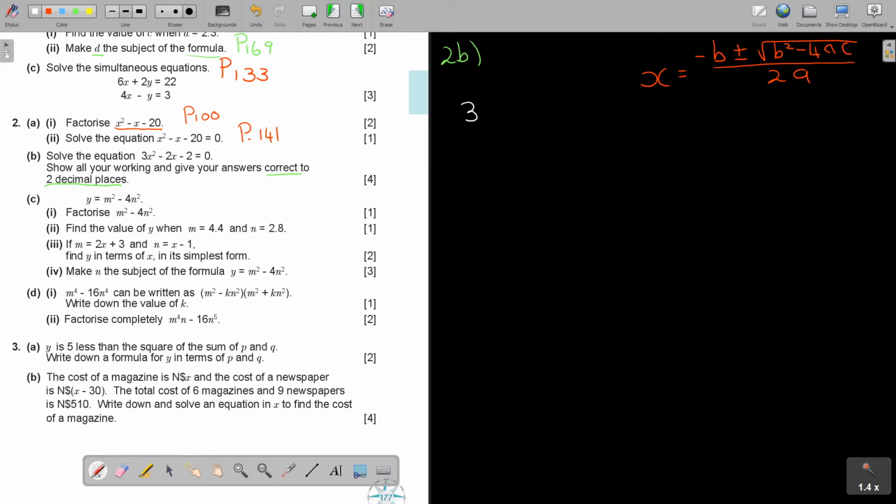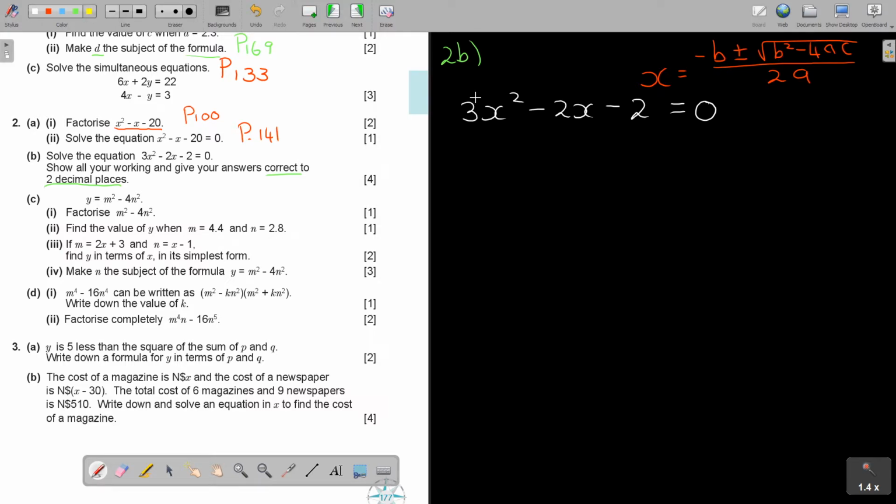It's going to be 3x squared minus 2x minus 2 is equal to 0. Now, you can factorize, and that's one of the methods to solve a quadratic equation. But this one cannot factorize, so I will go for the formula, but I'm going to also show you at the end how to do it by completing the square. But always go for the formula first.